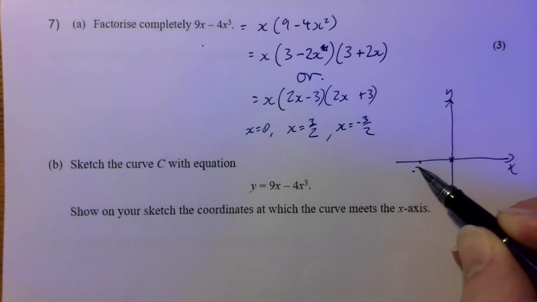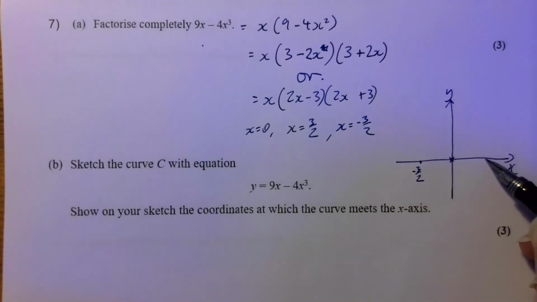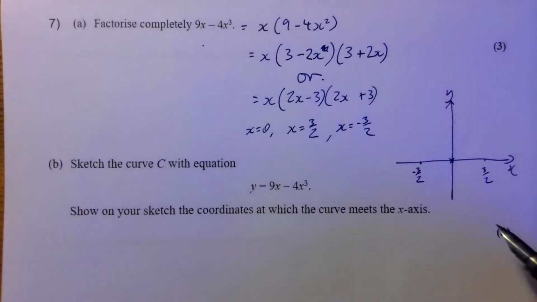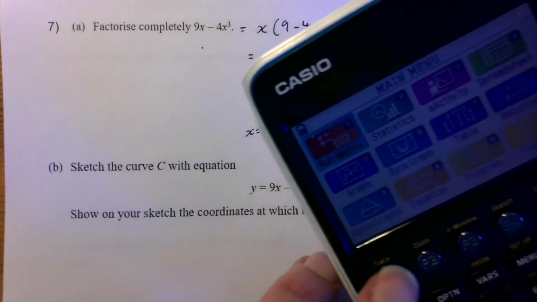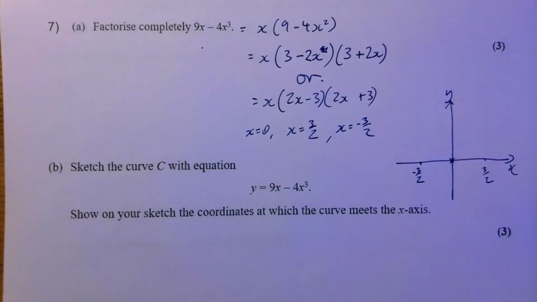Negative 3 over 2 and 3 over 2. Then you just need to think about the shape of what's going on, and if you're in any doubt at all, go to your graph. In fact, I would say even if you're not in doubt, things could go slightly wrong.